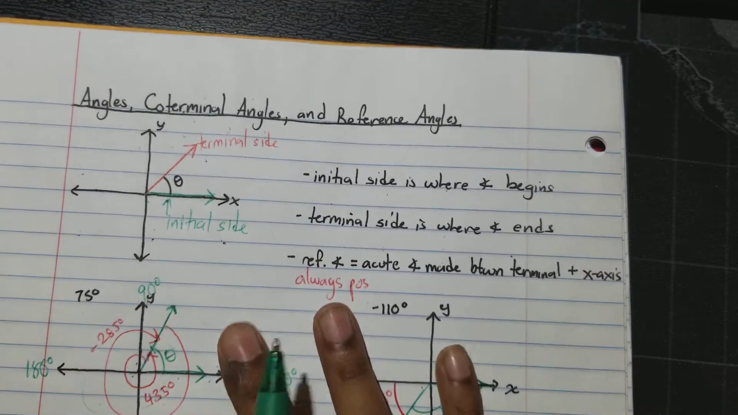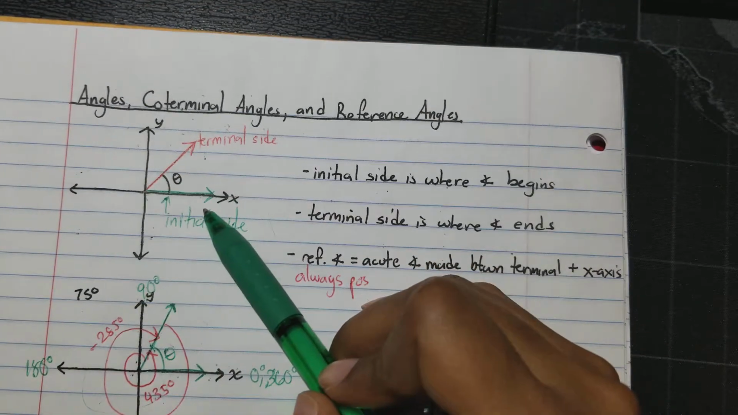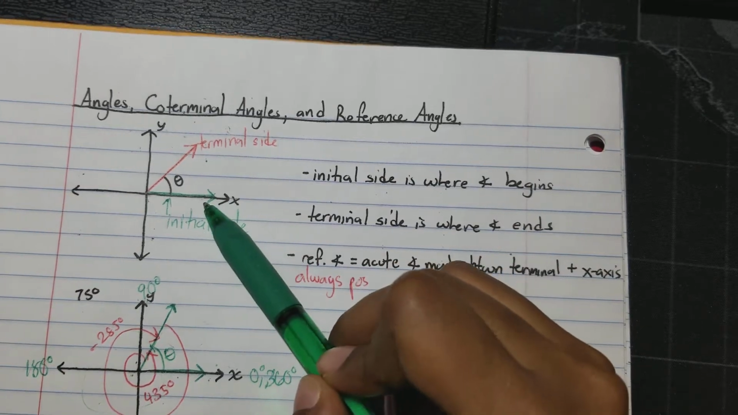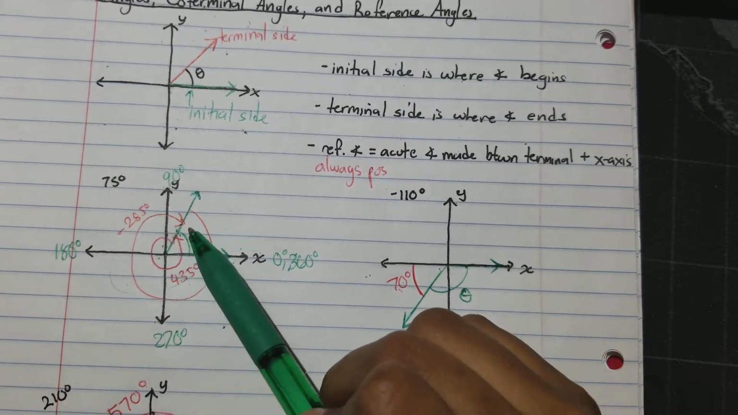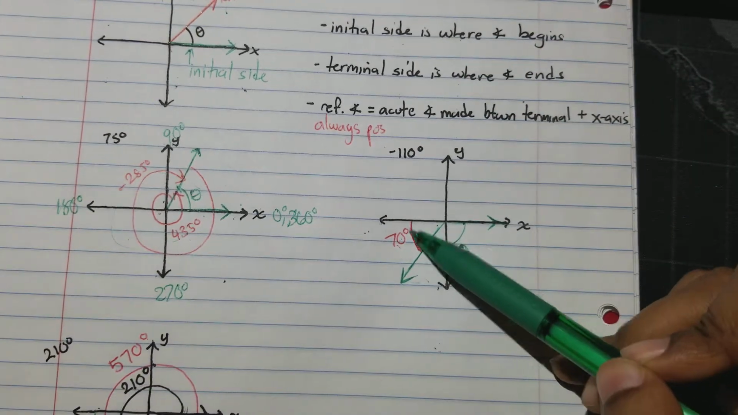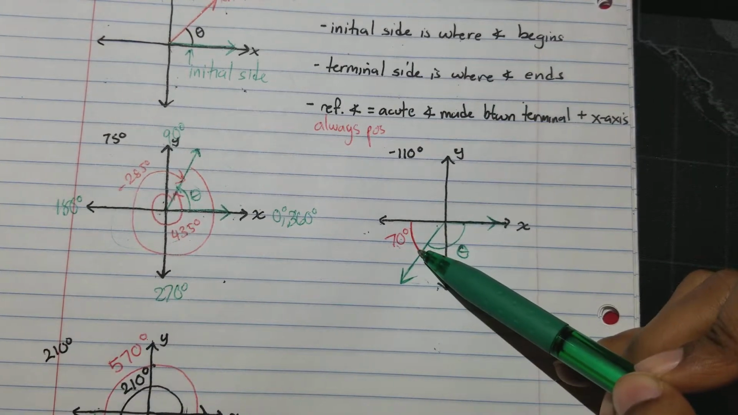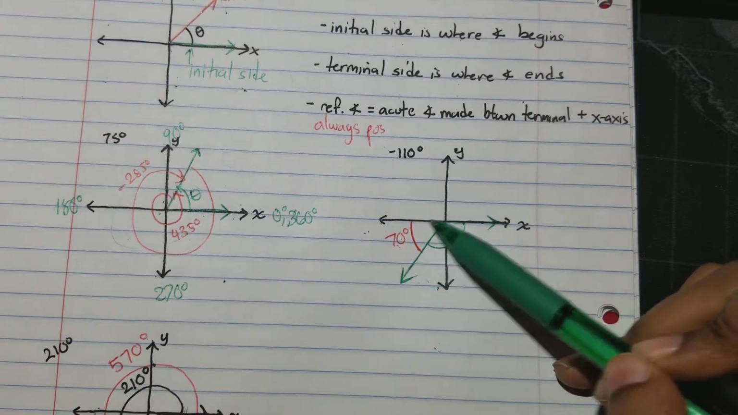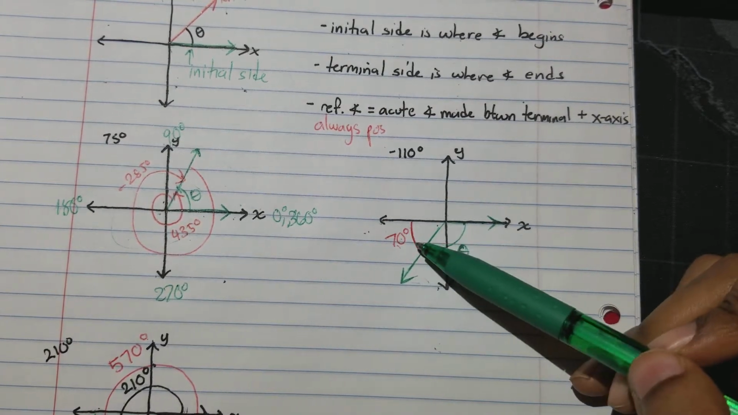So this is all you want to keep in mind. Your initial side should always start on the positive x-axis. Your coterminal angles are always plus or minus 360s, and your reference angles are going to be positive and the difference between the terminal side and the x-axis. And you're pretty much done.